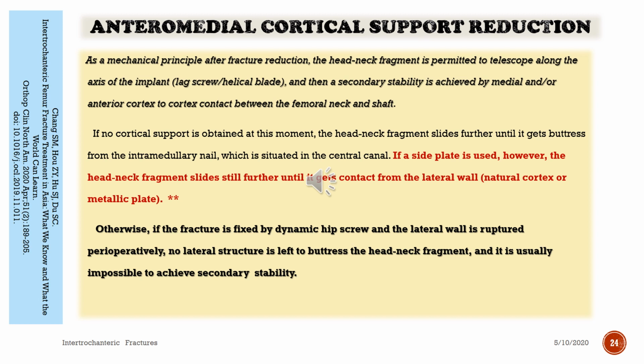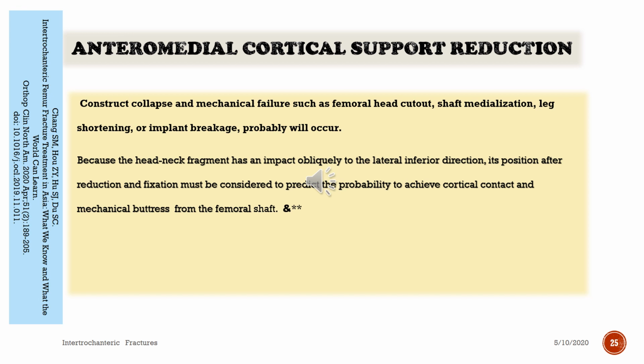If a side plate is used, however, the head neck fragment slides still further until it gets contact from the lateral wall, the lateral cortex or metallic plate. Otherwise, if the fracture is fixed by a dynamic hip screw and the lateral wall is ruptured preoperatively, no lateral structure is left to buttress the head neck fragment, and it's usually impossible to achieve secondary stability. Construct collapse and mechanical failure, such as femoral head cutout, shaft medialization, leg shortening, and implant breakage, probably will occur.